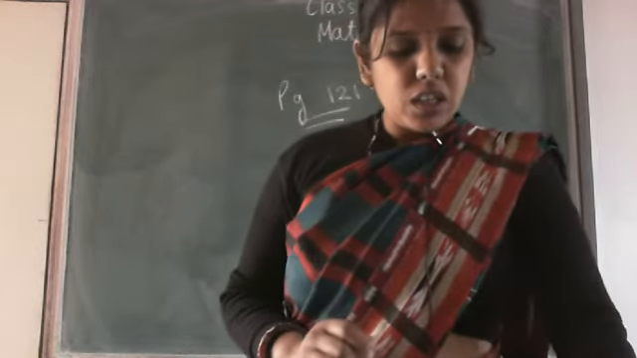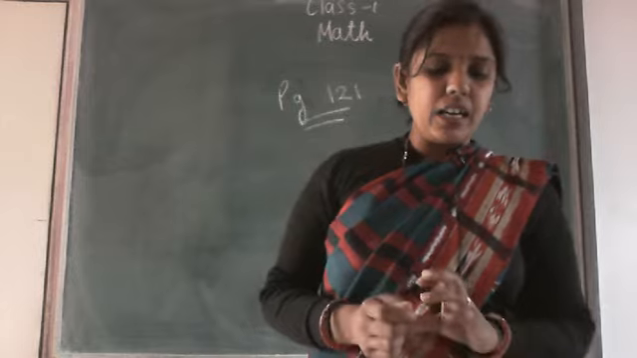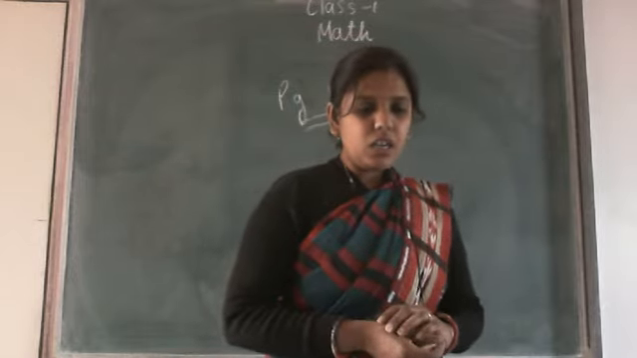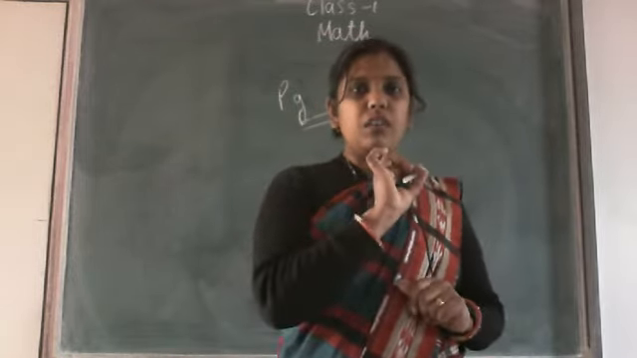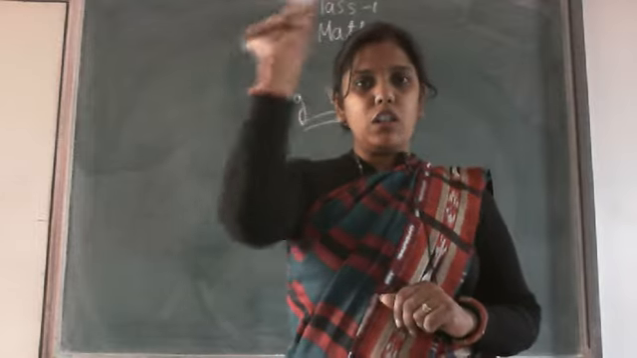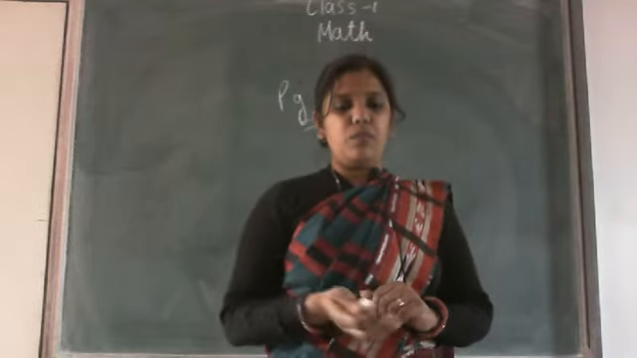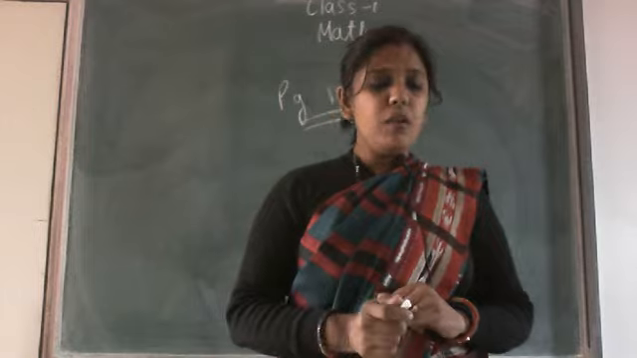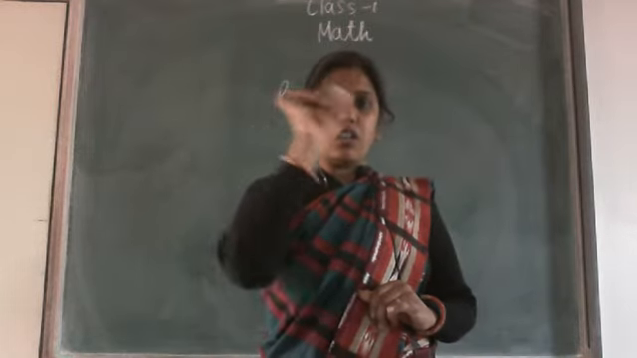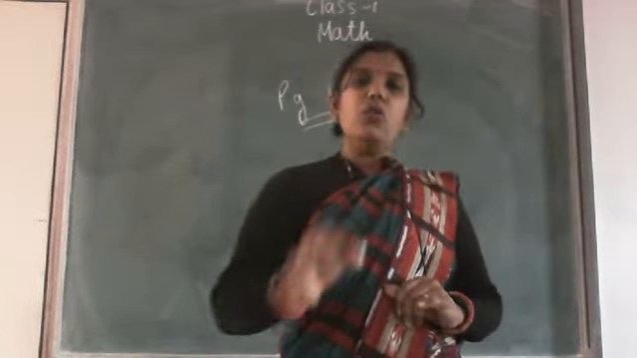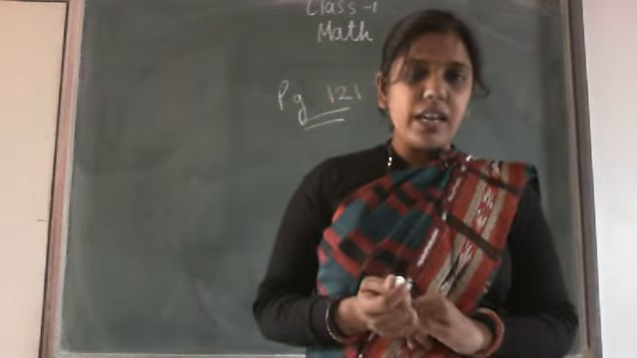See the first question. Trace and color the following pattern. Okay, dots are given. So first you have to join all the dots. So some shapes will be formed, and after joining all the dots, what you have to do, you have to color it. Okay. Now see the next question.